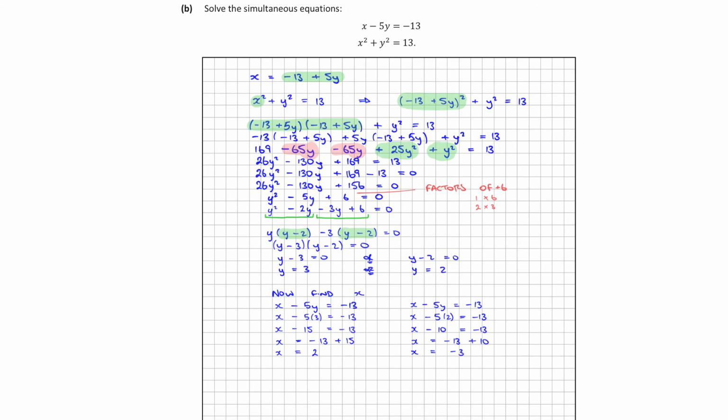So my final answer for that. The x value of 2 will give me a y value. You can see that there. The x value of 2 gives me a y value of 3. And the x value of negative 3 gives me a y value of 2. So negative 3 and 2. And in the 2019 paper, that was worth 15 marks.